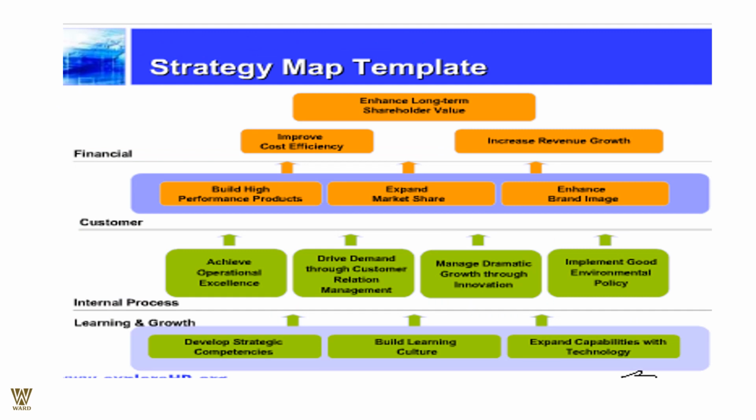The strategy map template will give you the financial perspective: how will you improve cost efficiency, increase revenue growth, build more customer performance, acquire more customers, expand market share, and enhance brand image. In terms of internal processes, operational excellence needs to be taken care of. Learning and growth strategies are all about developing strategies and building structures.